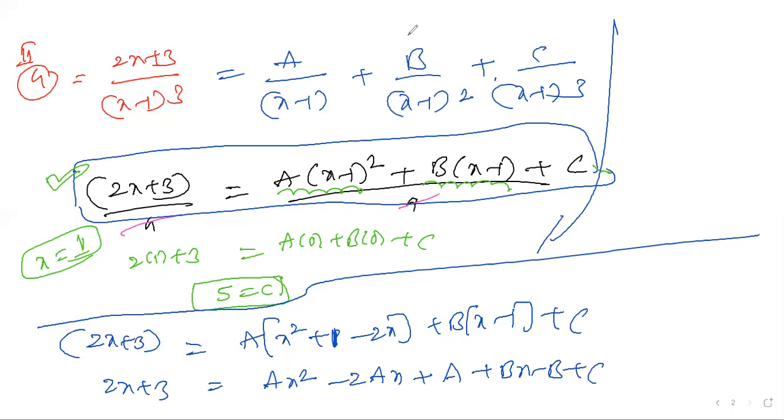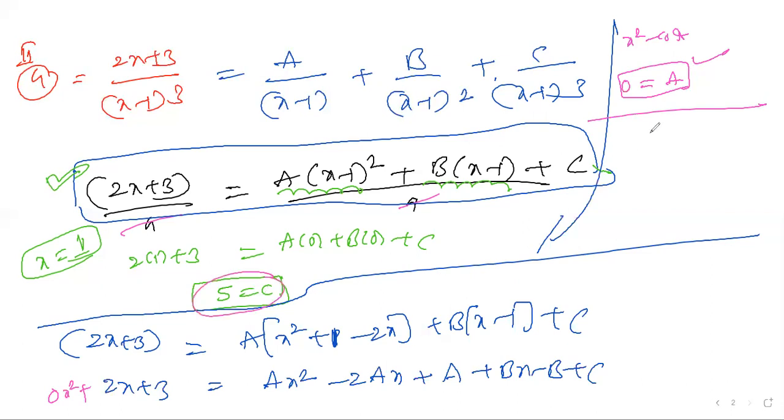When you're comparing x square coefficients, x square coefficient means nothing is there. You can write 0 x square plus like this. So 0 is equal to the x square coefficient, which is a. So the value of a is equal to 0. Answer a you got. Already c value you all got.